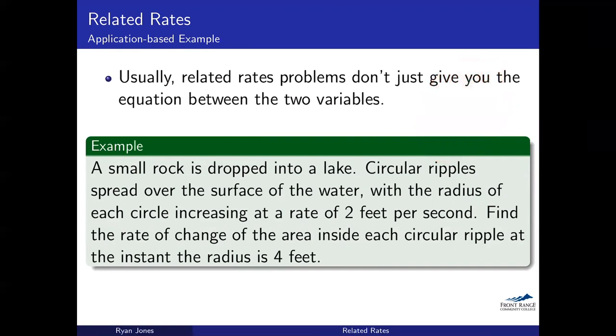And so what I want us to do is find the rate of change of that area at the instant that the radius is 4 feet. So the moment that that radius is equal to 4, I want to know how fast the area is changing.